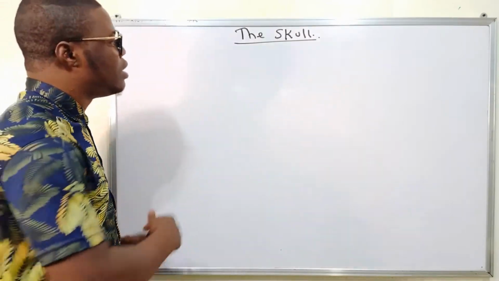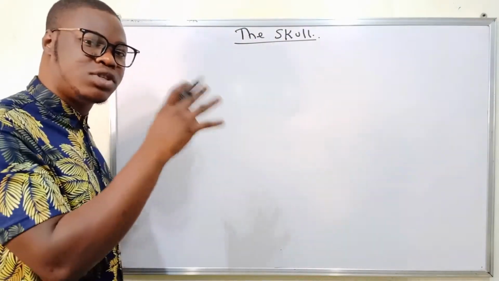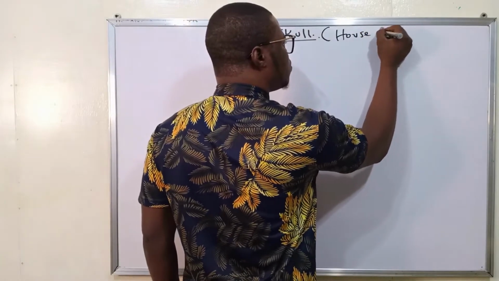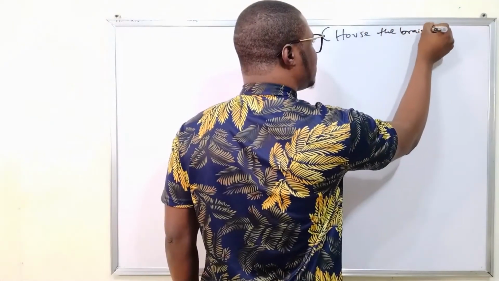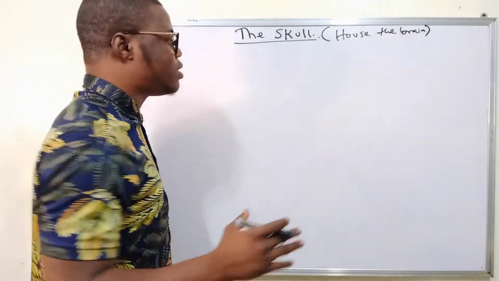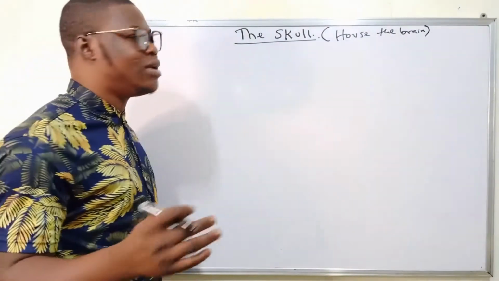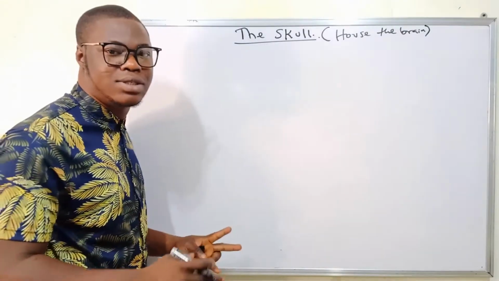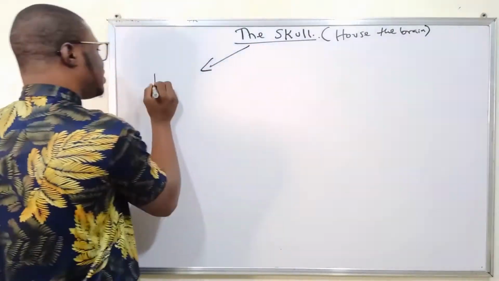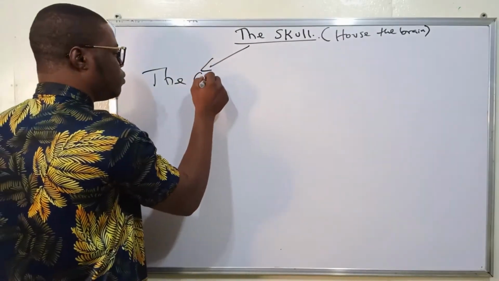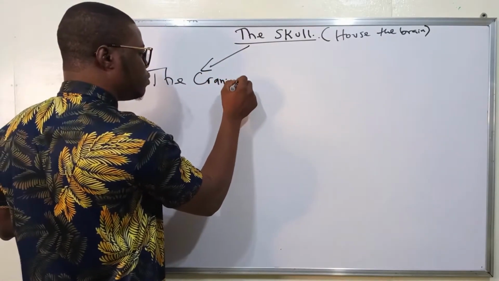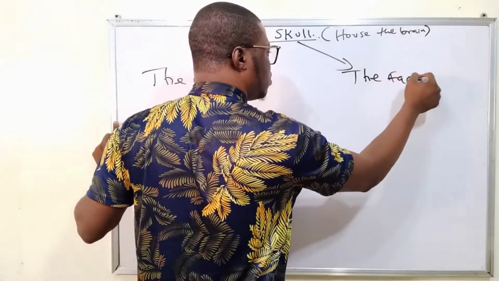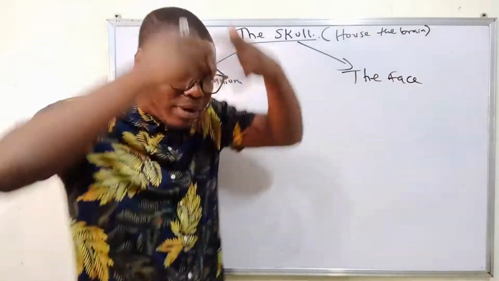Now, to get started, the major function of the skull is to house the brain. That is its major function, but we're still going to be talking about different functions later. Now, the skull strictly is divided into two parts. The first one is the cranium, and the second one is the face.